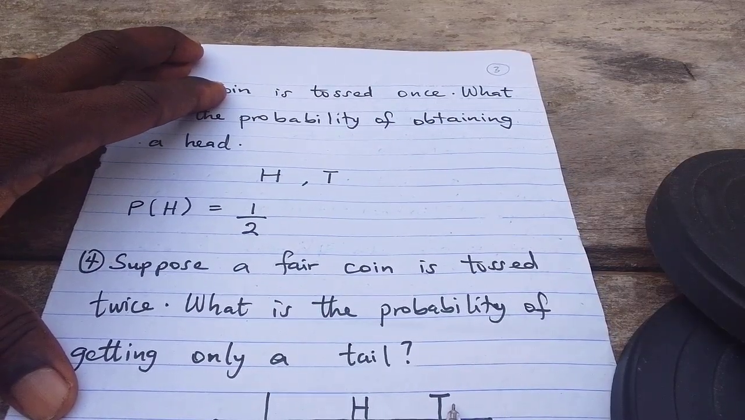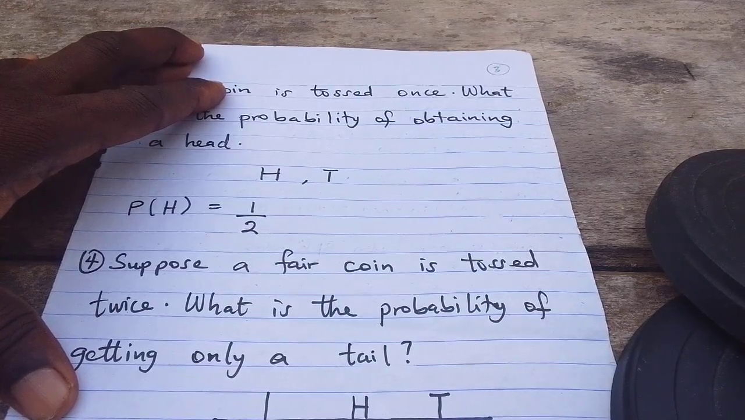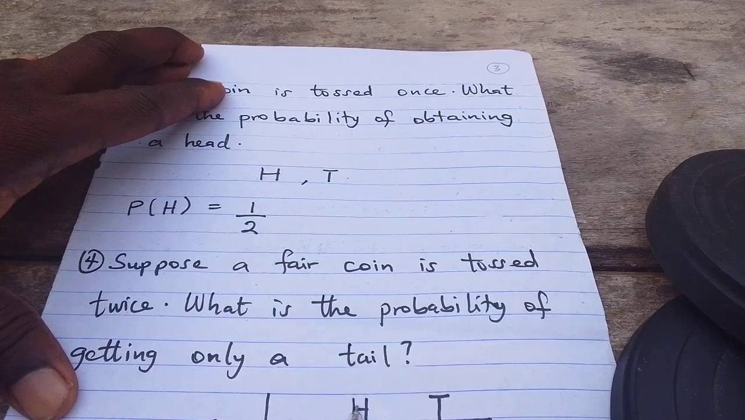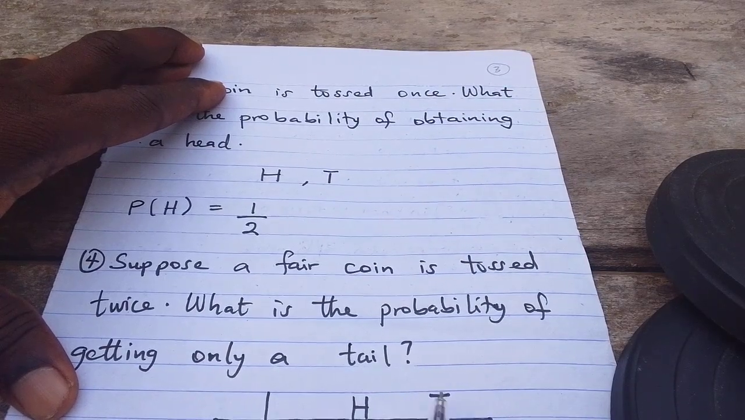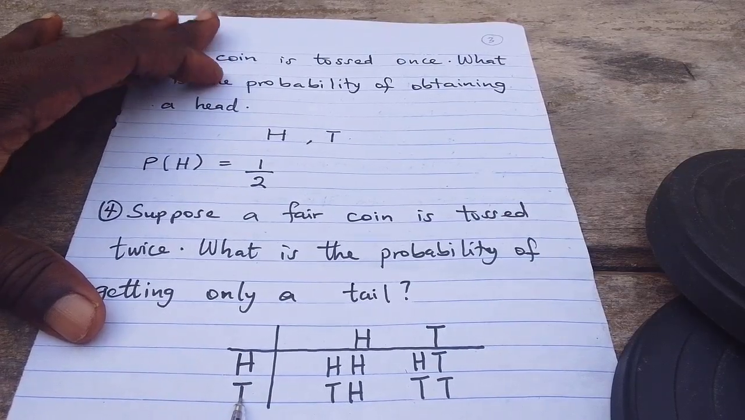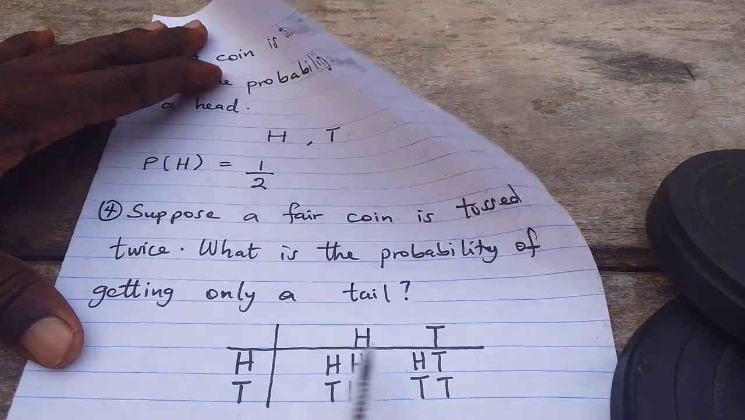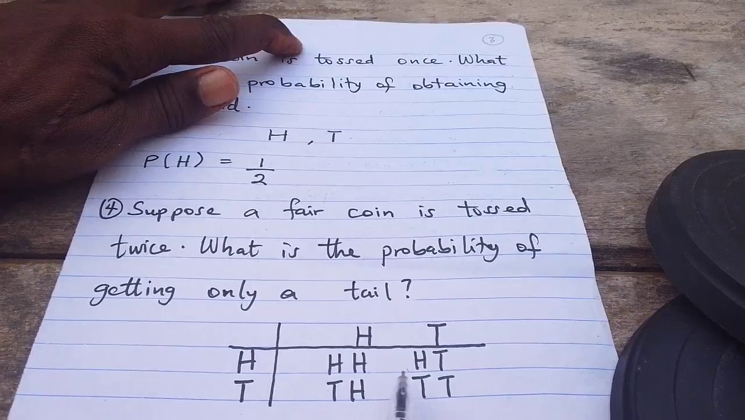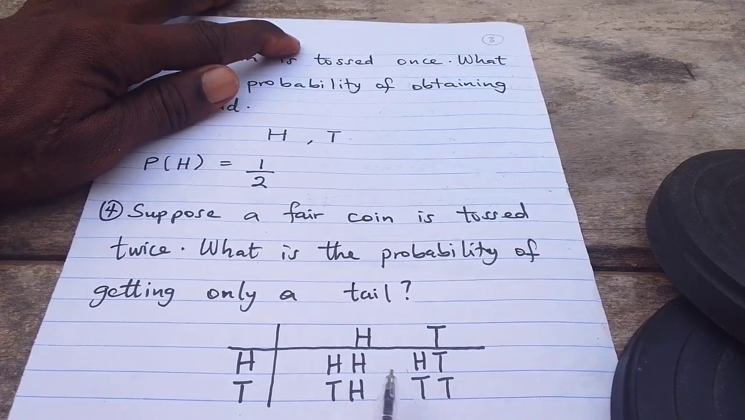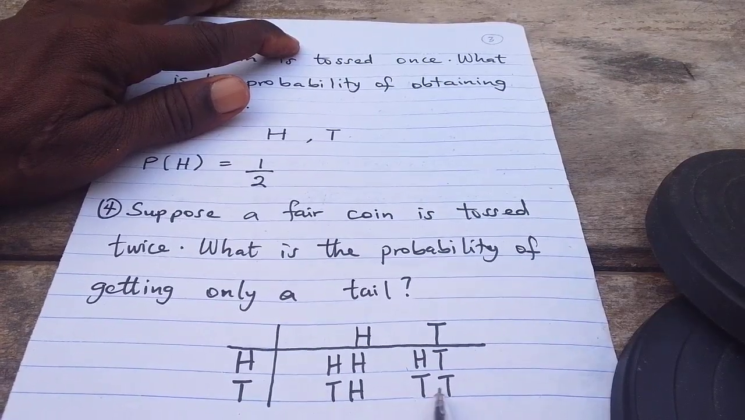Now if you are to throw the coin 2 times, the result of throwing a coin 2 times is still the same thing as throwing two coins 1 time. So if this is the result of the first coin, head and tail, and this is the result of the second coin, head and tail, so it's either you have head and head, head and tail, tail and head, tail and tail.